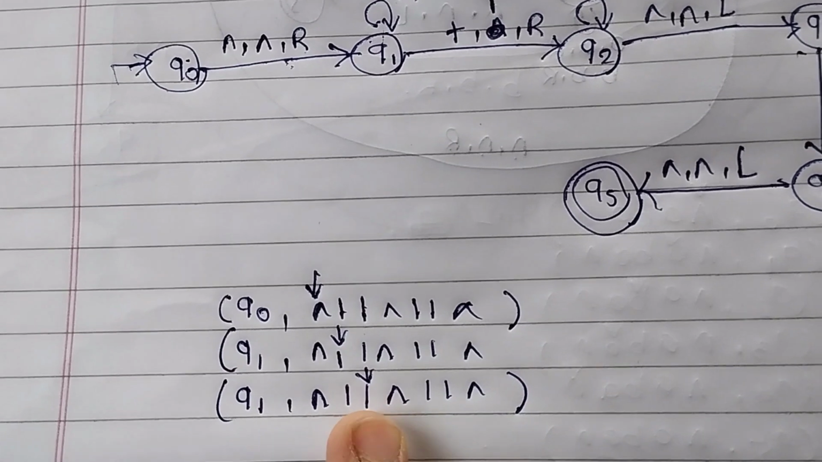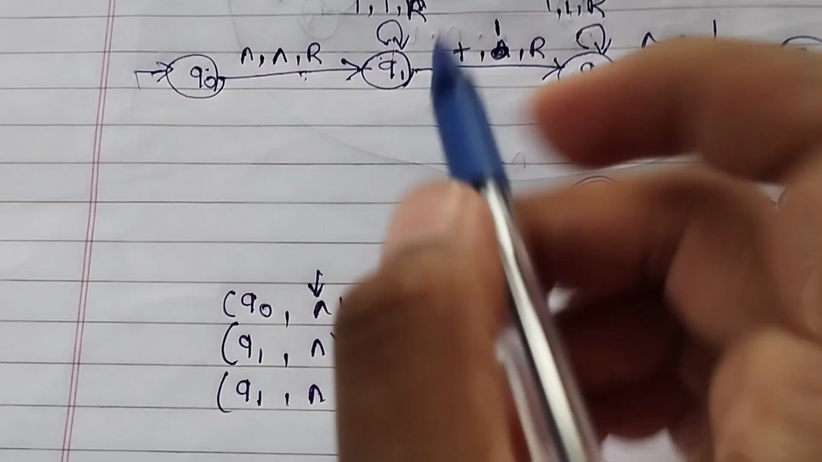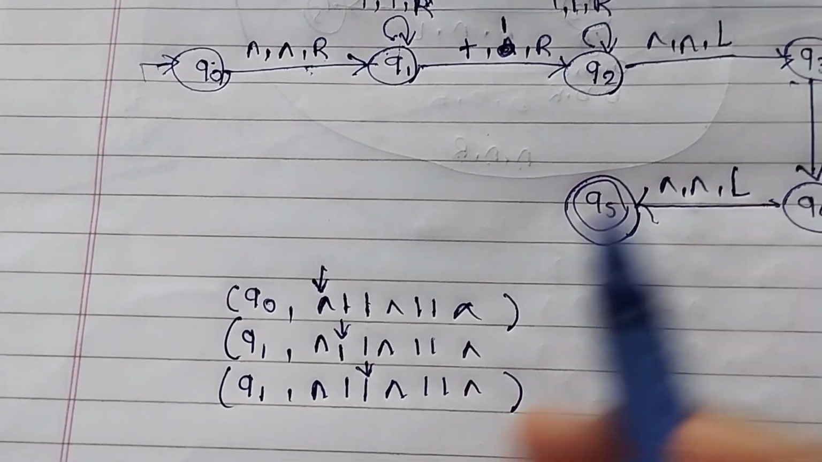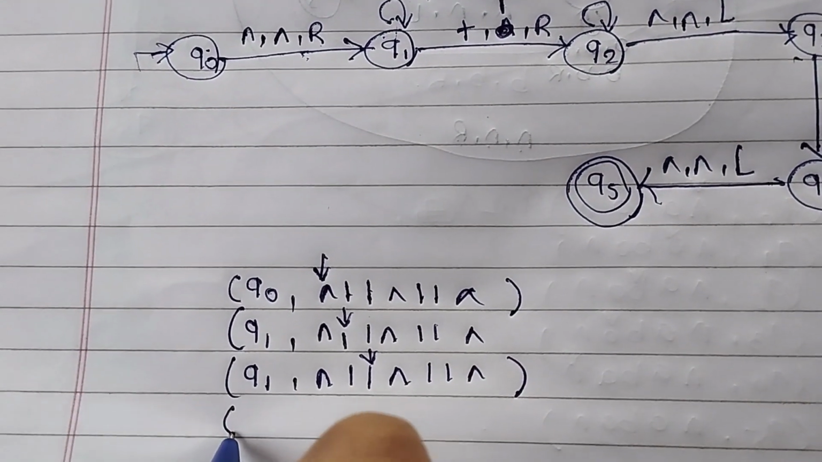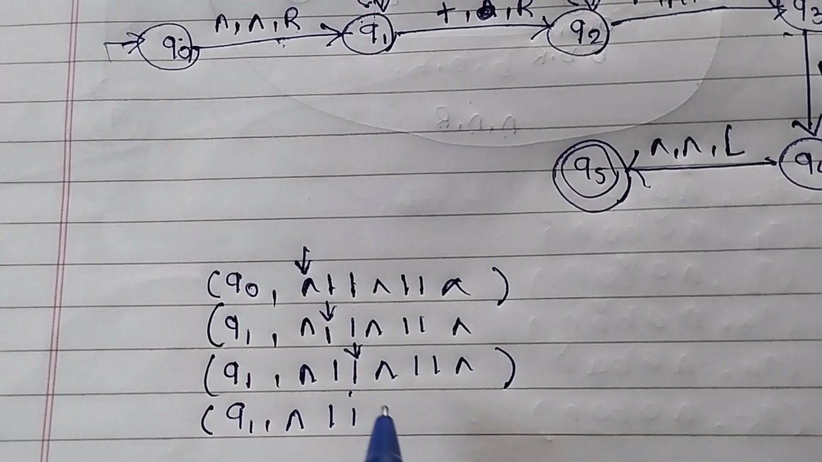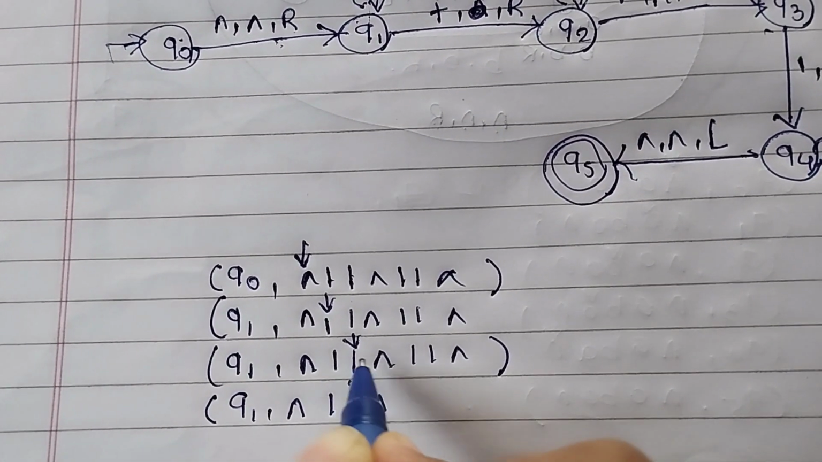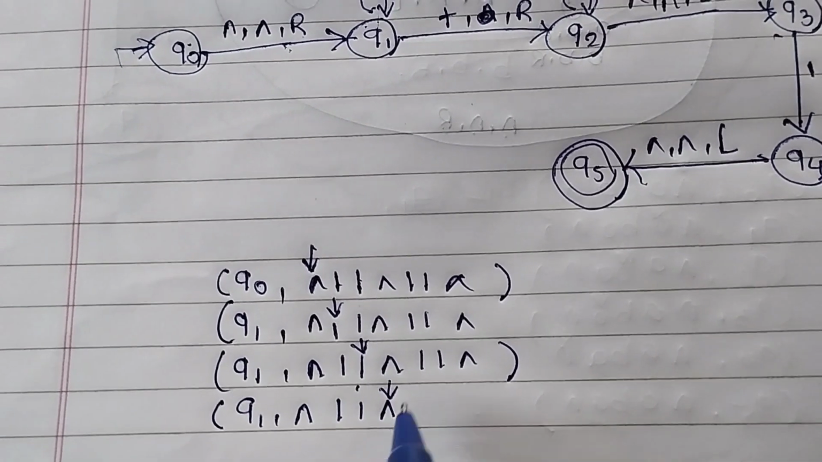Now we read 1 again. If you read the 1 in the Q1 state, then keep this 1 as it is and move to the right. So here is also Q1. So Q1 null 1 1, and keep this 1 as it is and move to the right, means here.